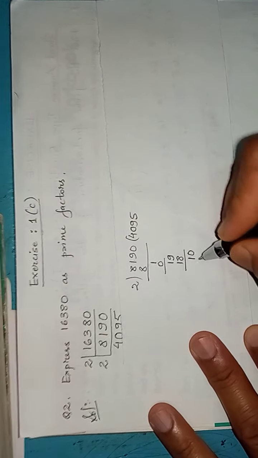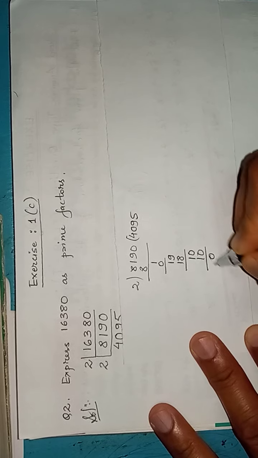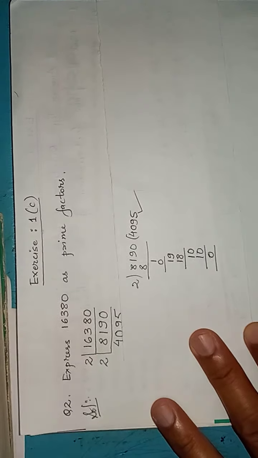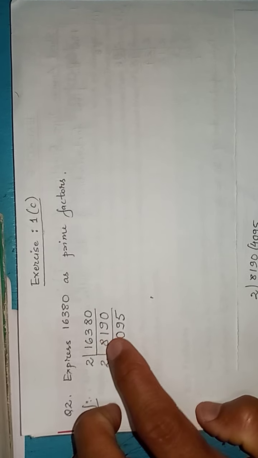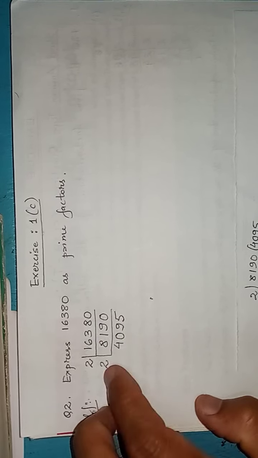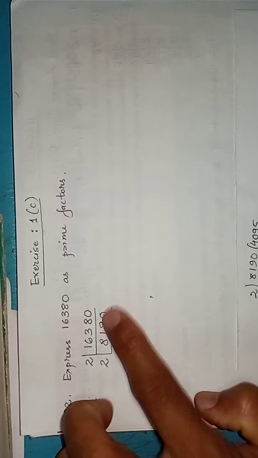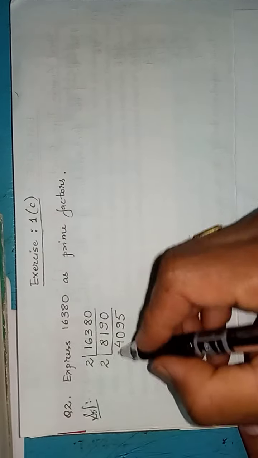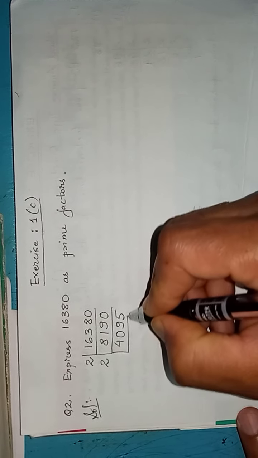And 2 5s are 10. Okay, so divide complete. 4095 here also. 2 4s are 8, 2 is 0, 1 is 0, 1 is 19, 2 9s are 18, 9 is 1, 1 is 10, 2 5s are 10. Okay, so in this way we have divided by 2.